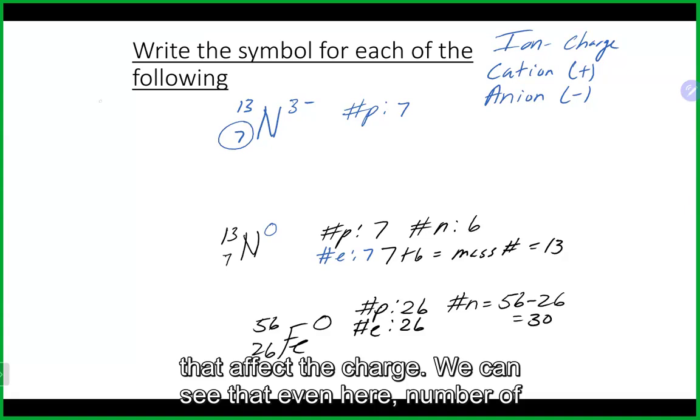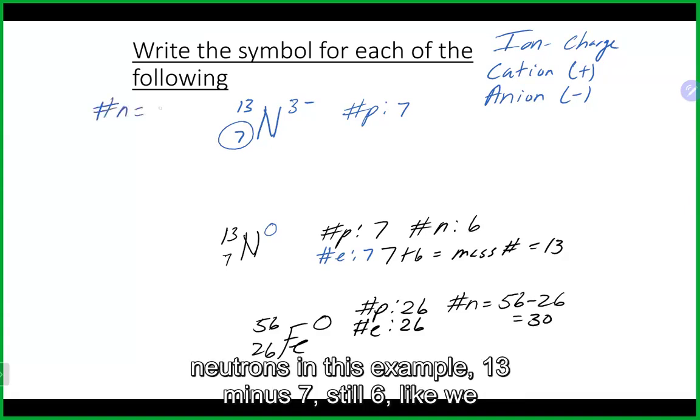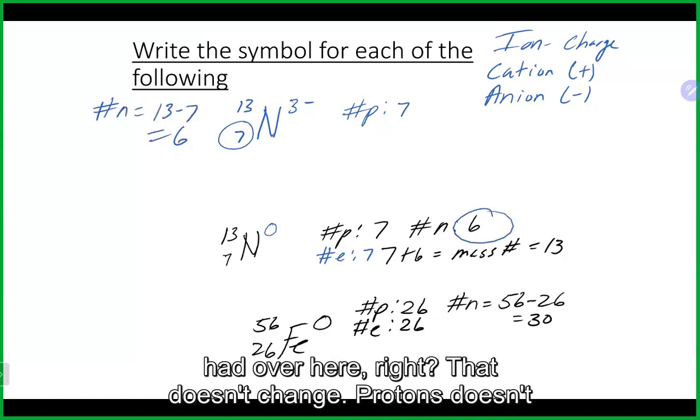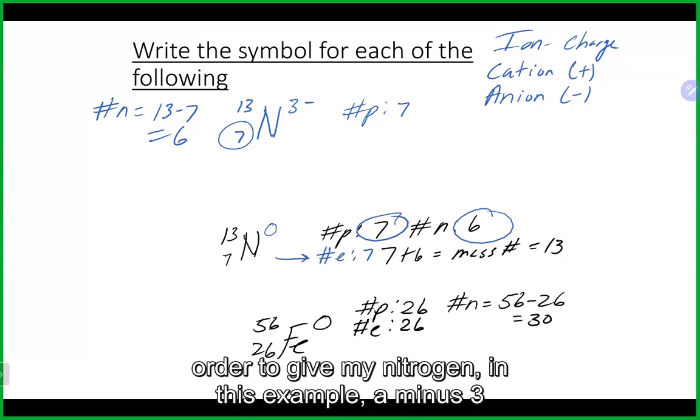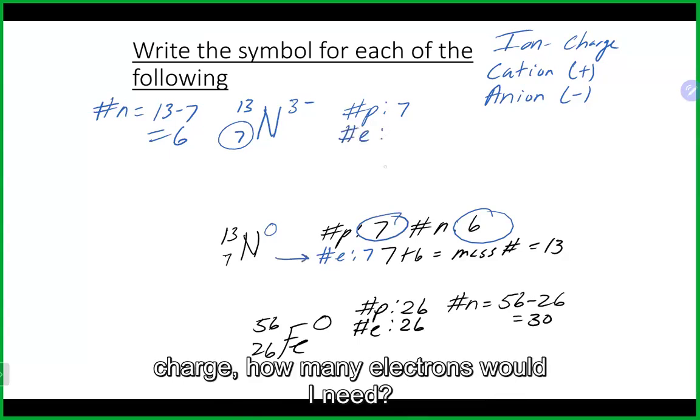We can see that even here, number of neutrons in this example, 13 minus 7, still 6 like we had over here, right? That doesn't change. Protons doesn't change. It is actually those electrons that change. Now, in order to give my nitrogen in this example a -3 charge, how many electrons would I need?